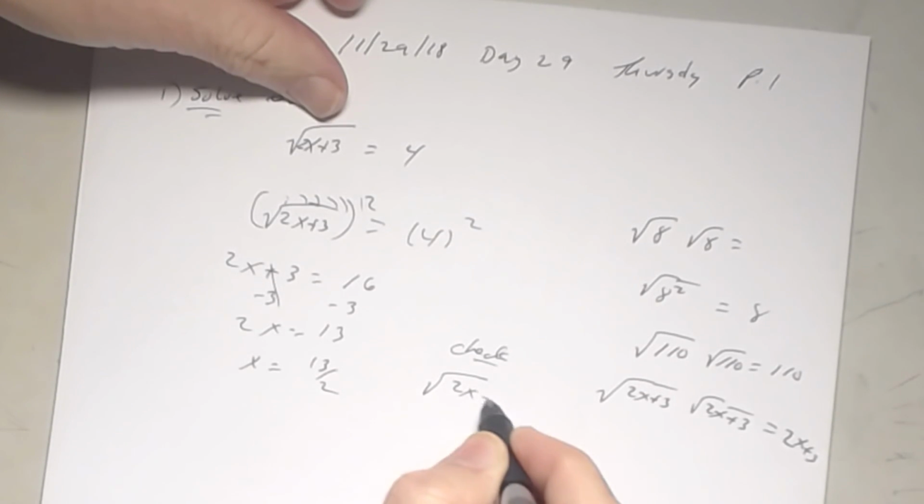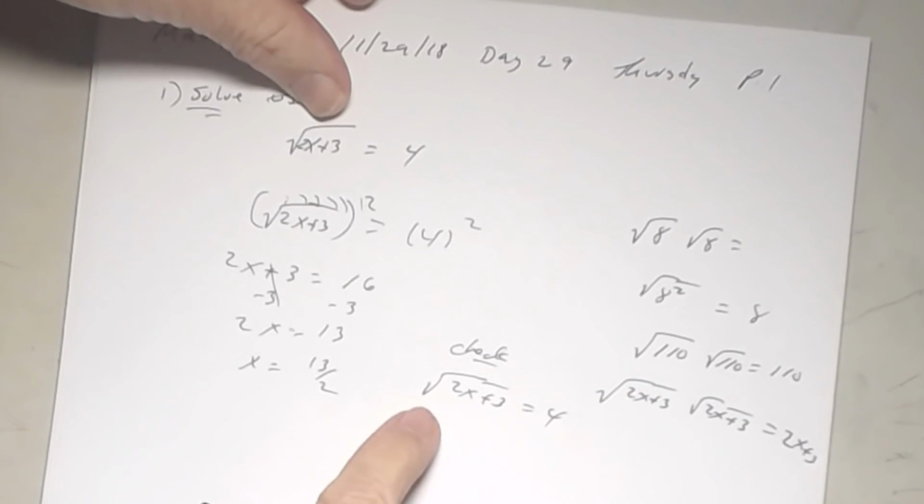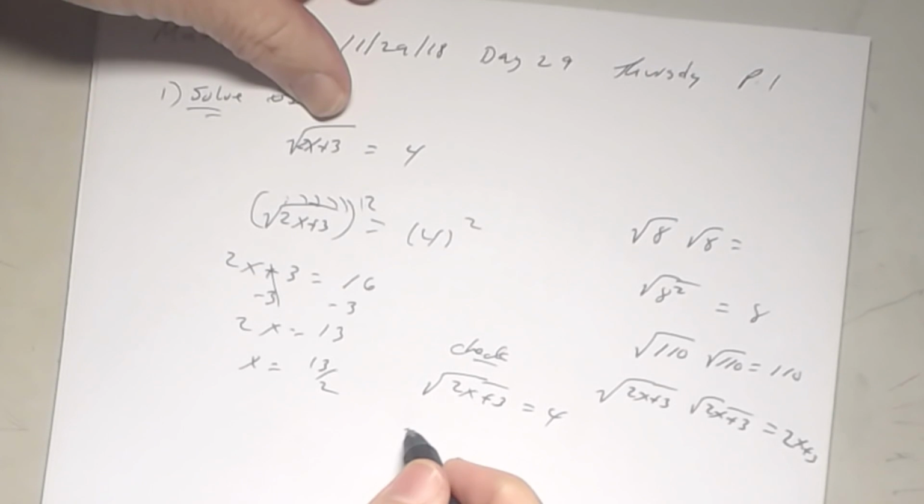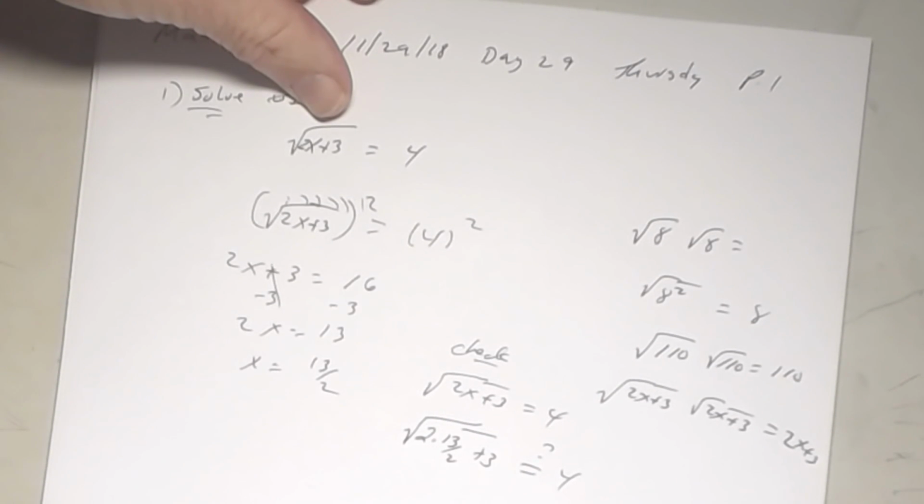So here's the original equation. Wherever you see the variable x, you're going to substitute 13 halves. So you're asking yourself, the square root of 2 times 13 halves plus 3, is that going to equal 4? Well, what's 2 times 13 halves?